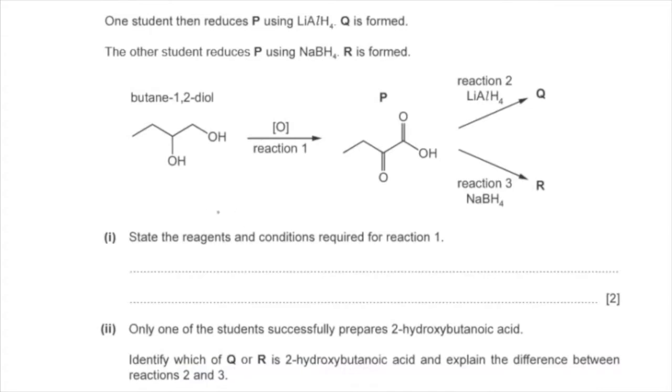So reaction 1 is secondary and primary alcohol being oxidized to ketone and carboxylic acid group. So this requires acidified chromate ion and heat under reflux. Acidified chromate ion or potassium dichromate, which is K2Cr2O7, and heat under reflux.